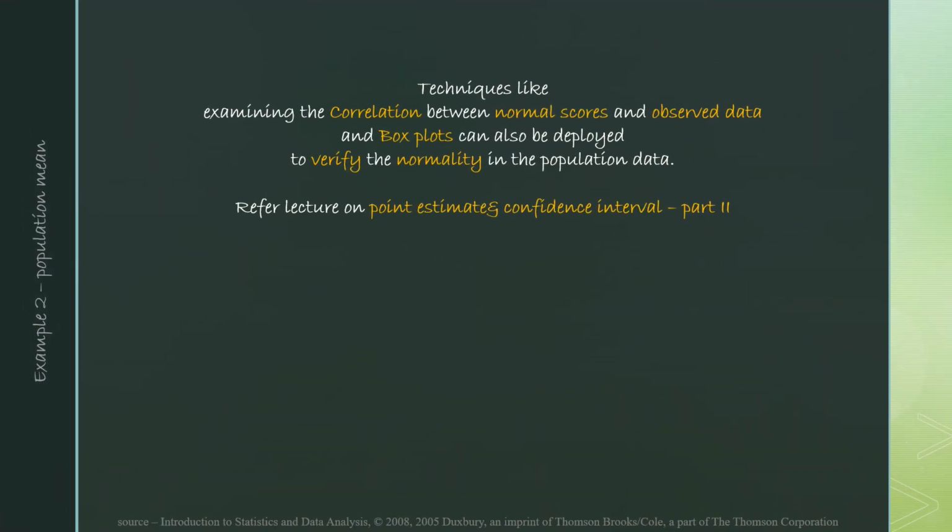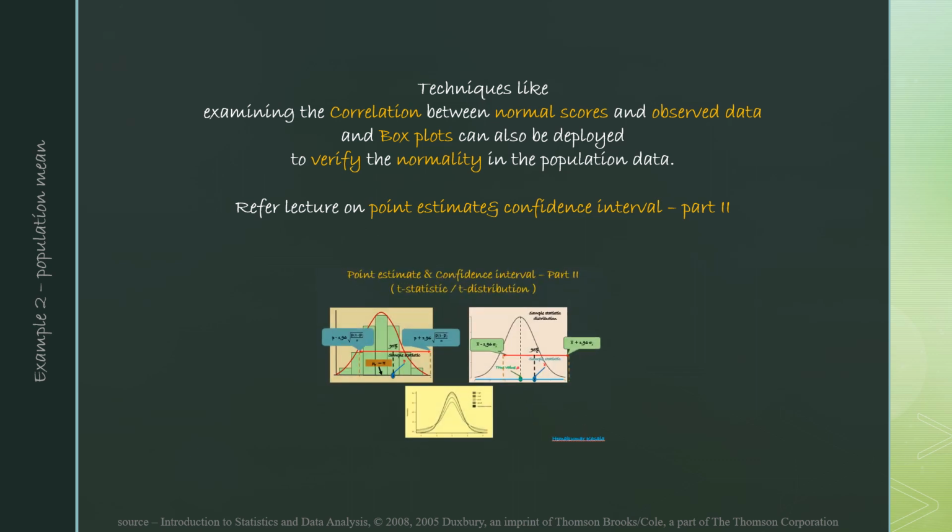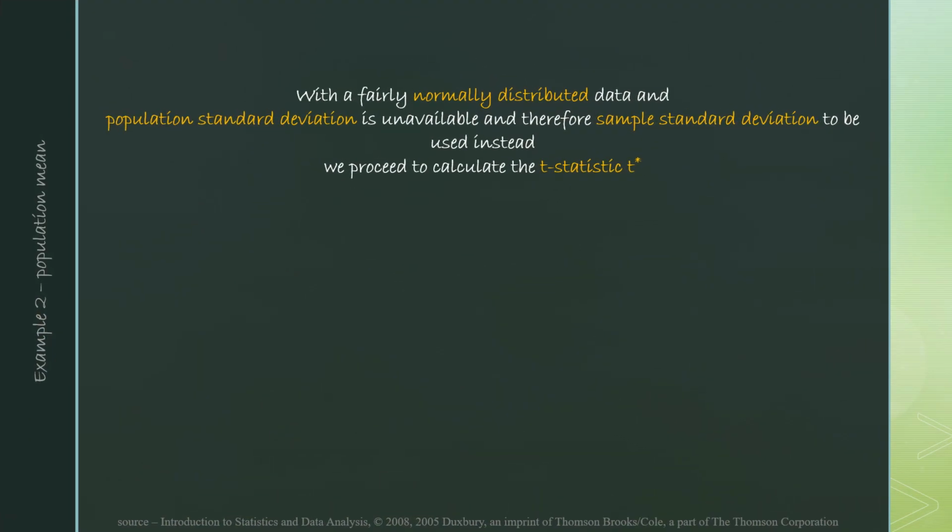Techniques like examining the correlation between normal scores and the observed data, and box plots, can also be used to verify the normality in the population data. Refer to the lecture on Point Estimates and Confidence Interval Part 2. With fairly normally distributed data and the population standard deviation unavailable, so that the sample standard deviation is used instead, we proceed to calculate the t-statistic, t star, instead of the z-statistic.